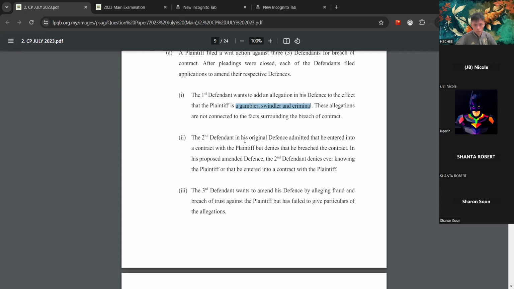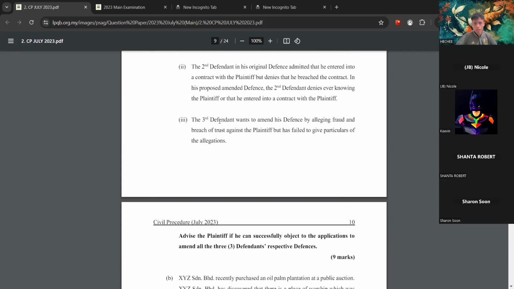Secondly, the second defendant in the original defense admitted that he entered into a contract but denied that he breached the contract. In the proposed amended defense, he denies ever knowing the plaintiff or that he entered into the contract with the plaintiff. The third defendant wants to amend the defense by alleging fraud and breach of trust against the plaintiff but has failed to give particulars of the allegations. Advise the plaintiff whether he can successfully object to the applications of amendment by all the defendants.